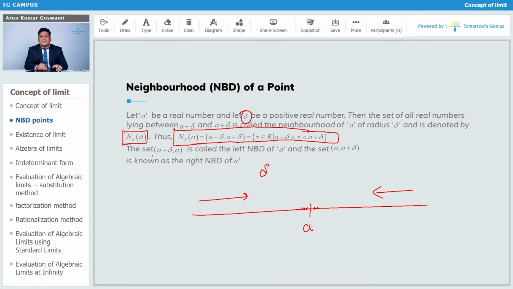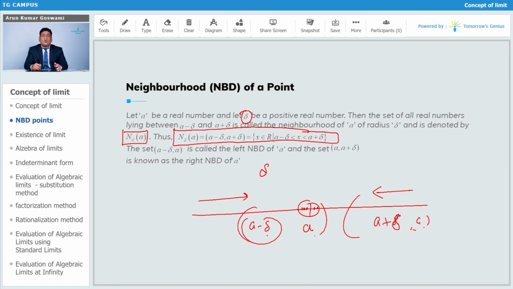Now this set, a minus delta to a, is called the left neighborhood point. It means this is my point a, and somewhere here will be the point a minus delta. That is the left neighborhood point, and the right neighborhood point will be nothing but a to a plus delta. So these are the right side neighborhood points. We have to work with these sets of neighborhood points to find out whether my limit exists or not for a particular function.